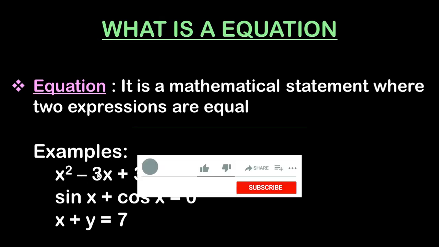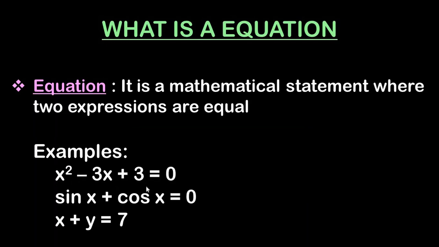So x squared minus 3x plus 3 equal to 0 becomes an equation. Whereas x squared minus 3x plus 3, only the left hand side, will be an expression. The right hand side may be an expression or it may be a constant. Likewise, sin x plus cos x equal to 0 is also an equation. x plus y equal to 7 is also an equation.